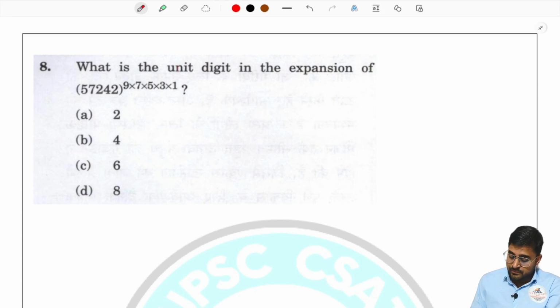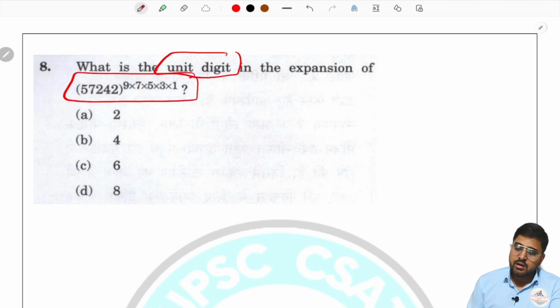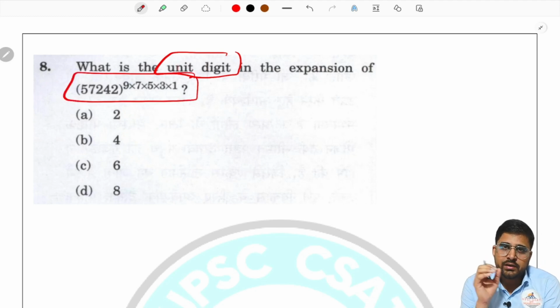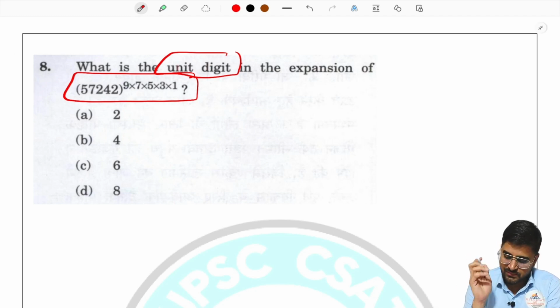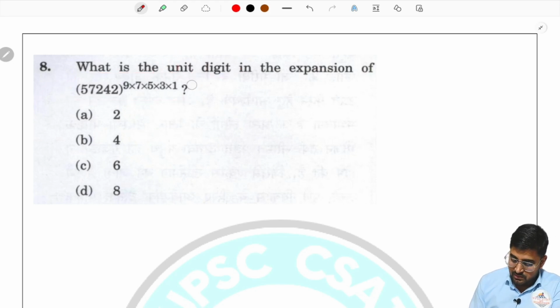Again, a very easy question based on unit digit. No need to calculate this question. Please don't. They are asking about the calculation of the unit digit. Do that only. Basically, they are asking this.